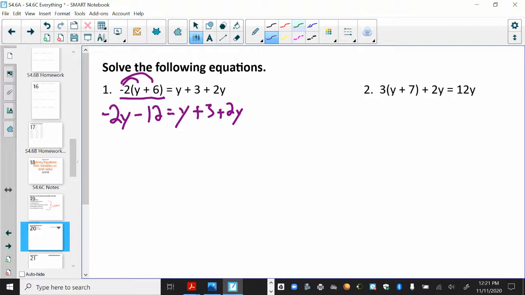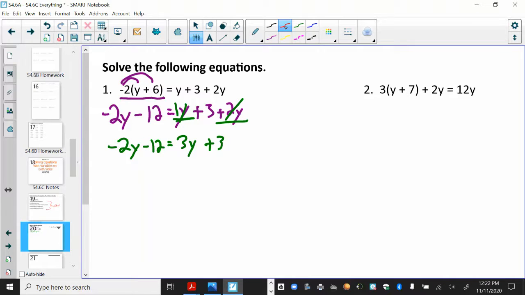Alright. Combining like terms, left side, negative 2y minus 12. No like terms, I'm just going to rewrite. Negative 2y minus 12 equals sign. Right side, y plus 3 plus 2y. Oh, look, we have y plus 2y. So it would be 1y plus 2y makes 3y. And bring down the plus 3.